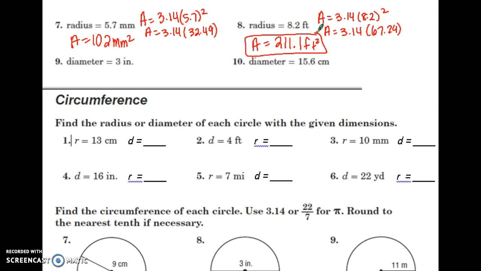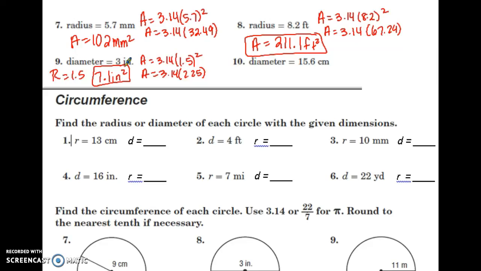Number 9 gives us the diameter, so we want the radius. Half of 3 is 1.5. Area equals pi times the radius, 1.5 squared. 1.5 squared, which is 1.5 times 1.5, is 2.25. Multiply that by 3.14, and you get 7.06, so that's 7.1 square inches.